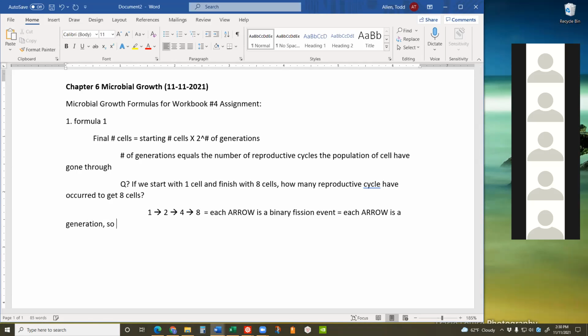Okay, so we have 3 generations between 1 starting cell and 8 final cells. All right, folks, let me get some feedback from you. Is this making sense? The way that I've presented it, does it make sense now?